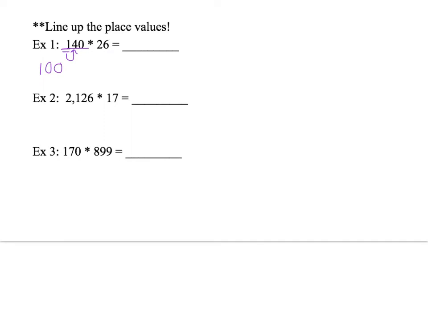Our second number is 26. The largest place value is the tens place. Look to the right. And that is a 6. 2 is going to round up to a 3. And 6 will become a 0. 1 times 3 is 3. And we have 1, 2, 3 zeros. So our answer should be somewhere around 3,000.